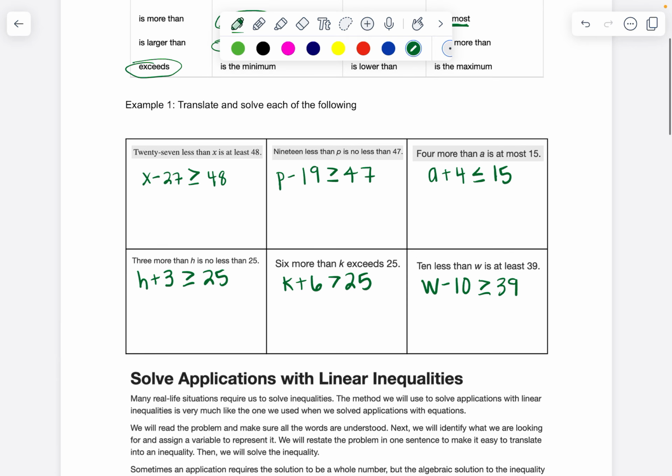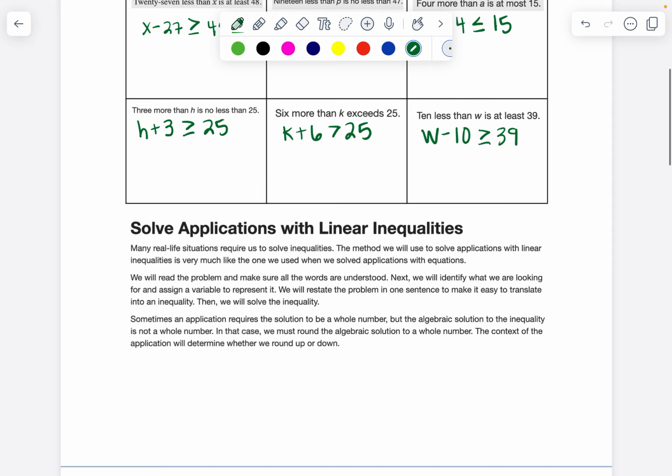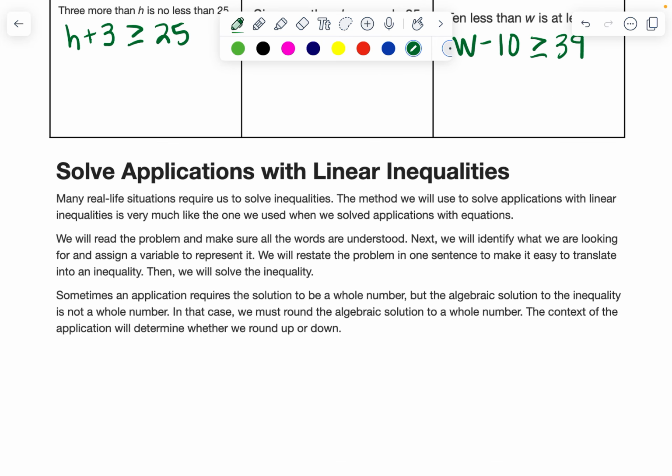So that's just translating a phrase into an inequality. These next ones are going to be actual problems we're going to solve. Many real-life situations require us to solve inequalities. The method we will use to solve applications with linear inequalities is very much like the one we use when solving applications with equations. We'll read the problem, make sure all the words are understood. We'll then identify what we're looking for and assign a variable to represent that. Restate the problem in one sentence to make it easy to translate into an inequality, and then solve the inequality.